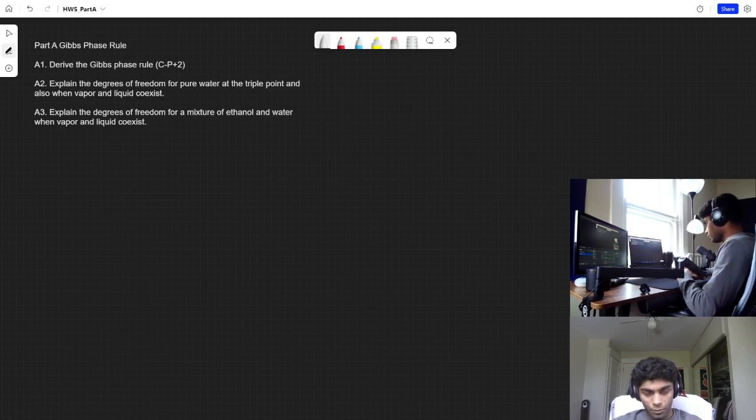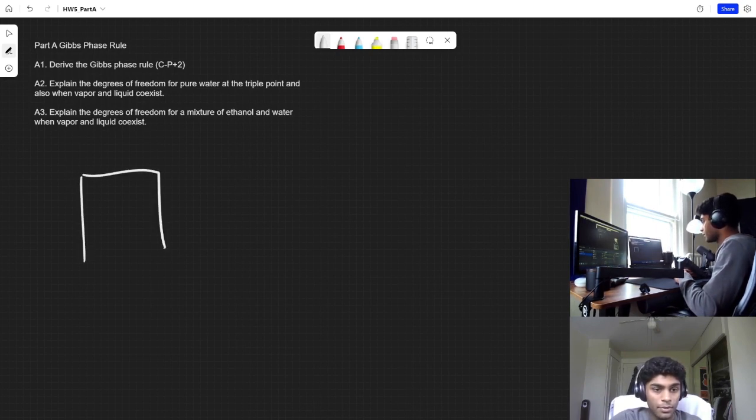So today we're going to be talking about Gibbs phase rule and how we can calculate the degrees of freedom in certain systems. So first, we want to talk about Gibbs phase rule. Now, when we talk about Gibbs phase rule, we want to talk about a couple things, right? So if we assume some system here, it's some three-level system. Let's say we have a vapor phase here. We have some alpha liquid phase, some beta liquid phase here.